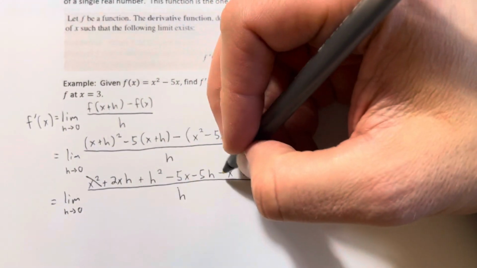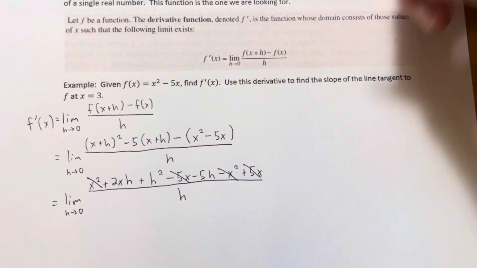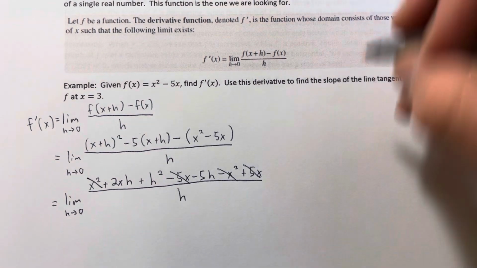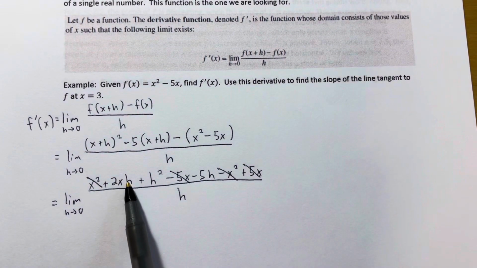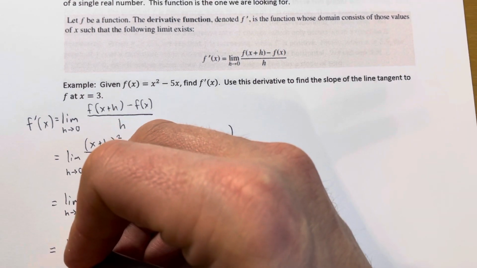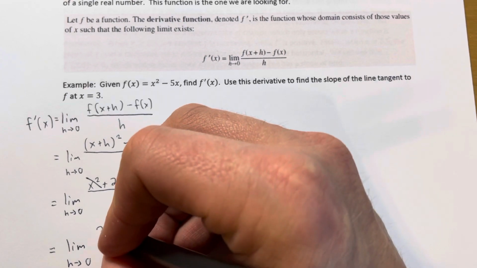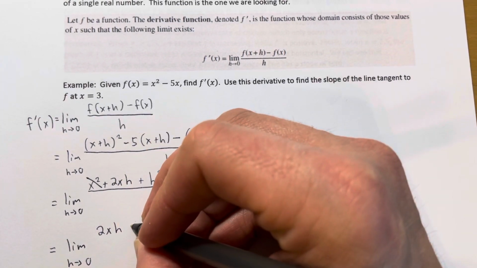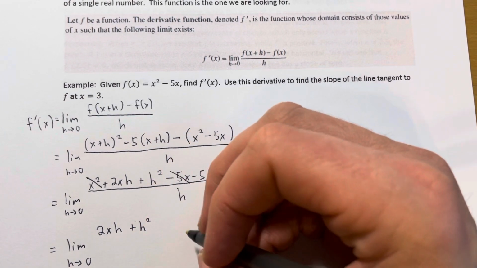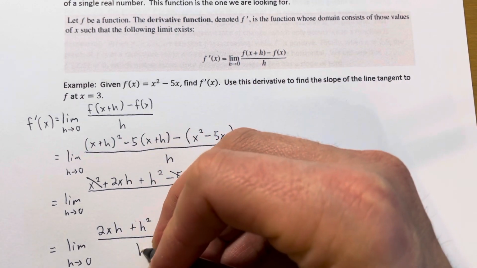I have x squared and negative x squared. Those cancel. Negative 5x and positive 5x. Those cancel. Now if we look at what's left, I only have 3 terms: 1, 2, 3. All of those terms contain at least one h in them. So I have the limit as h approaches 0 of 2xh plus h squared minus 5h all over h.